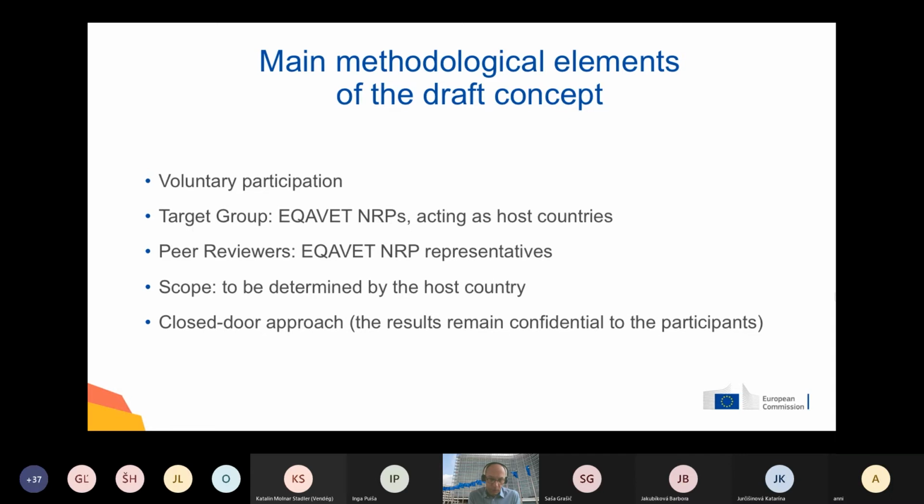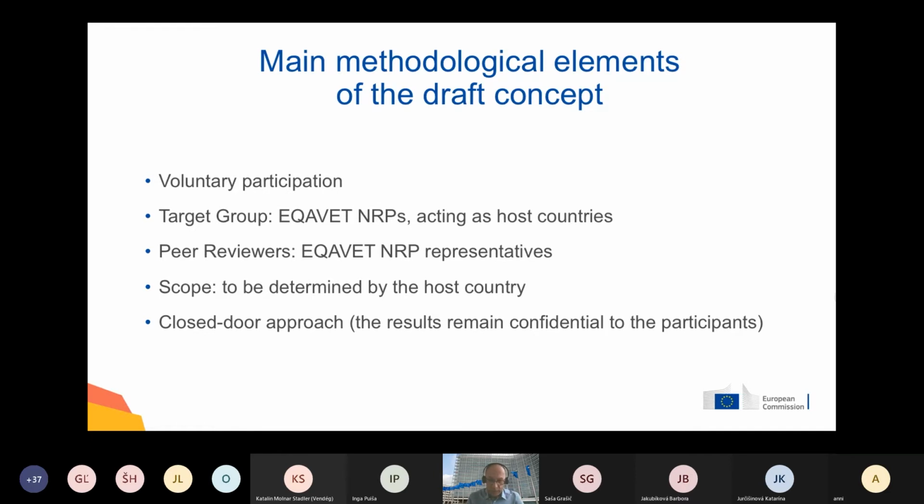Then the other participants, the other peers, would typically be representatives of EQAVET NRPs that would then participate in the review. And the scope of the specific peer review will be determined by the host country. So there we have several options, at least in theory. It could be a comprehensive review of the whole quality cycle of quality assurance arrangements at system level, but that of course is a huge exercise. It might be too large for one peer review.